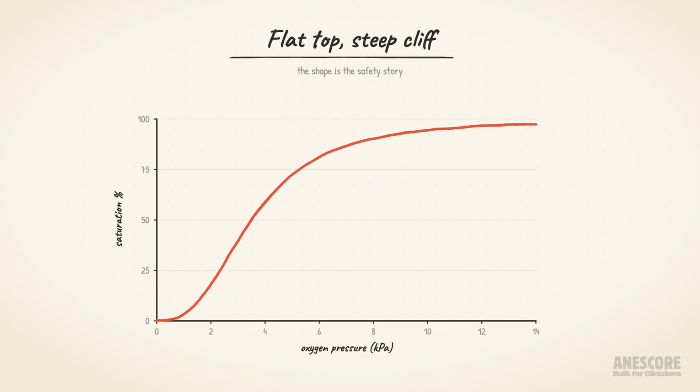Now look at the shape, because the shape tells a story. The top of the curve is flat. Up here, pushing the oxygen pressure even higher barely adds anything. The buses are already nearly full. That flat top is a safety margin. Even if the pressure dips a little, the saturation holds. But lower down, the curve turns into a cliff. Here, a small drop in pressure causes a big fall in saturation. That is why a saturation of 90% is the edge of the cliff, and why we get worried the moment it starts to slide. The curve can also slide sideways.